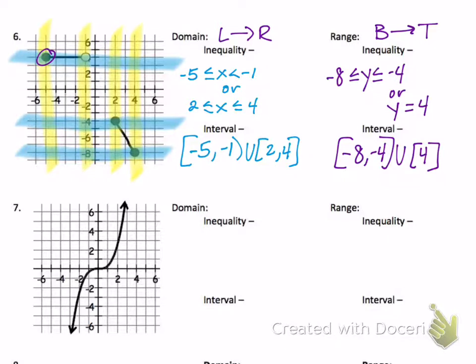Okay, we look at number 7. So something easy about this one is that if I were to highlight left to right, bottom to top, it goes out forever, forever, and then for range, it also goes out forever, forever. So for inequality, what would I write for both domain and range? All real numbers, no asymptote. Because it's going down and to the left and it's going up and to the right. So we assume that it goes on forever.